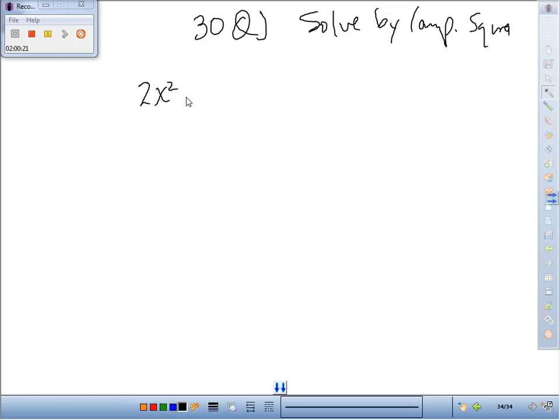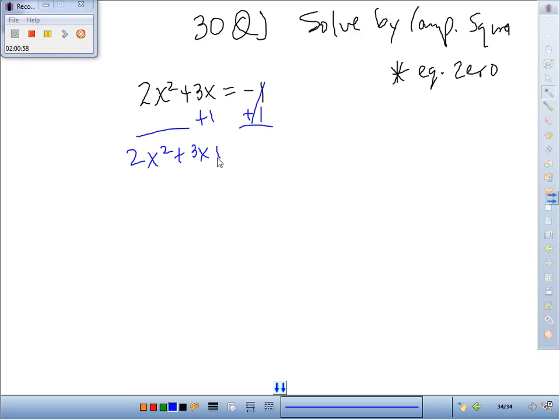Solve by completing the square. Here we go. 2x squared plus 3x equals negative 1. So here we go. Step 1, make it equal to 0. So what do we do here? Plus 1, plus 1. We're left with 2x squared plus 3x plus 1 equal to 0.